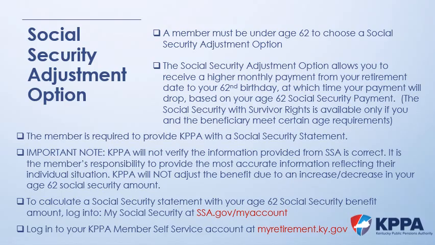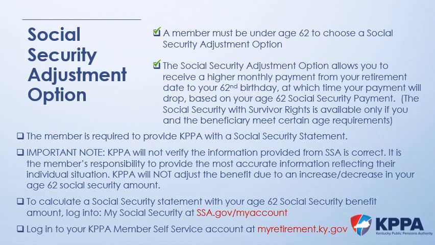Let's take a minute to discuss the Social Security adjustment options. These are options available to a select group of members. In order to choose one of the Social Security adjustment options, you must be under the age of 62 at your anticipated retirement date. Now let's read through the definition of how the Social Security adjustment option works, and then we'll discuss some details of how to see this option and how to look at an example.